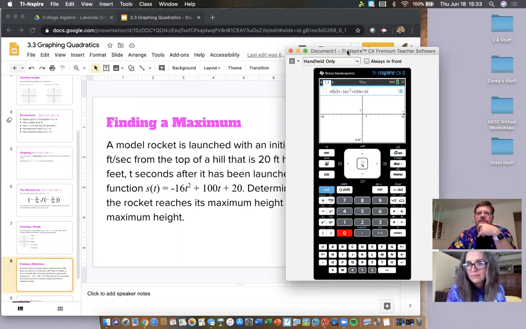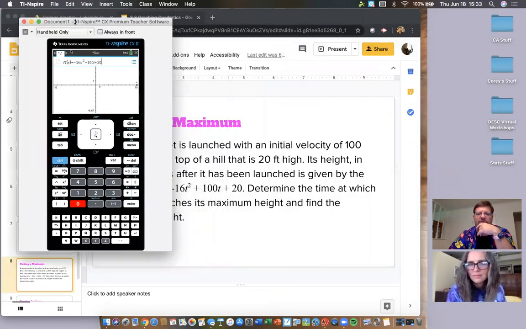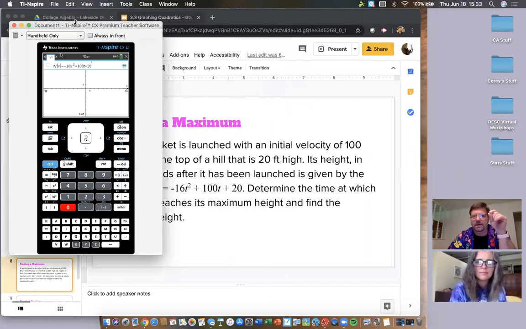Well, that's another thing that's important. That's why I would like to, if I did negative b over 2a, I'm going to take 100 over 32, and it's going to happen around 3 something, right? 100 divided by 32 is somewhere, because I'm going to have some negatives and negatives.